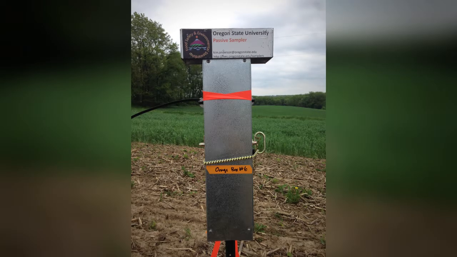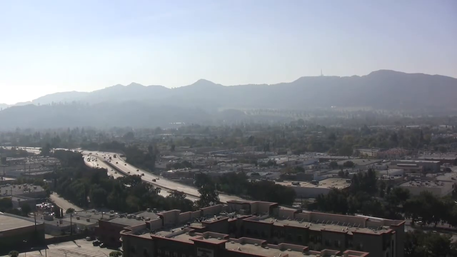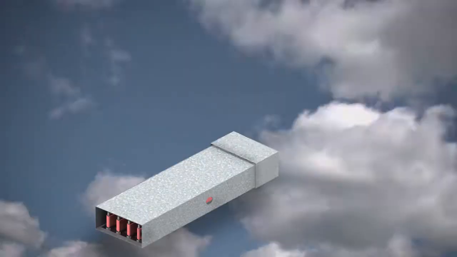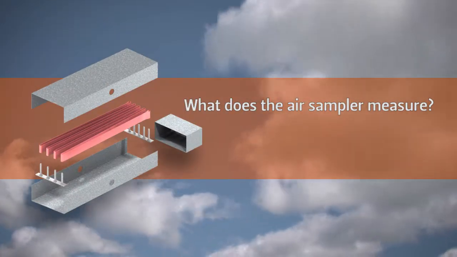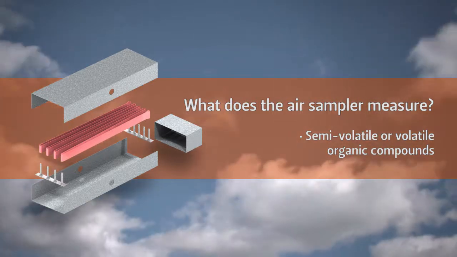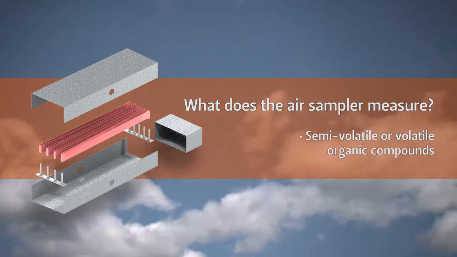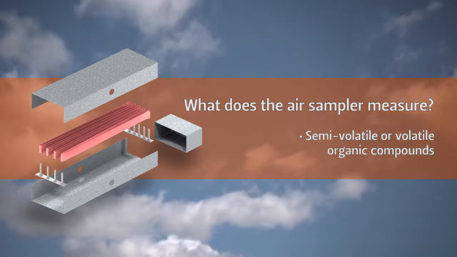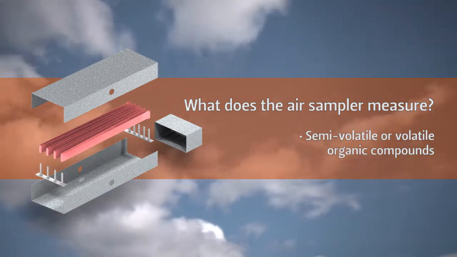The stationary air sampler measures chemicals in the air. By knowing what is in the air, we can better understand the potential human health effects. The air sampler can detect semi-volatile or volatile organic compounds. These can include flame retardants and pesticides and polycyclic aromatic hydrocarbons, which are formed through natural and man-made processes.